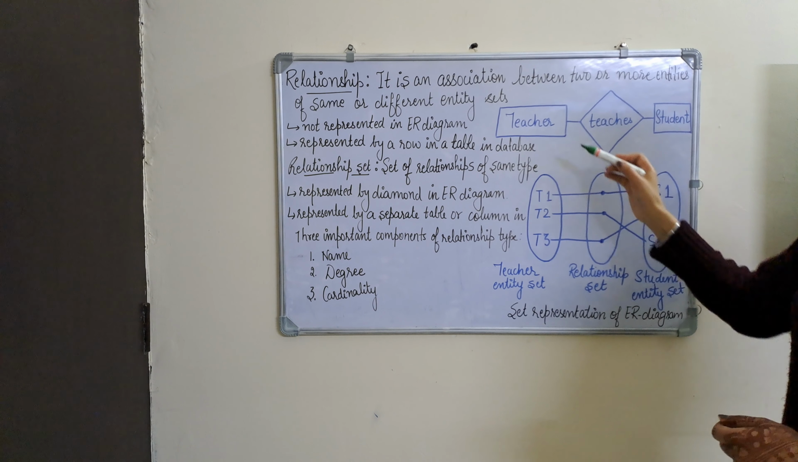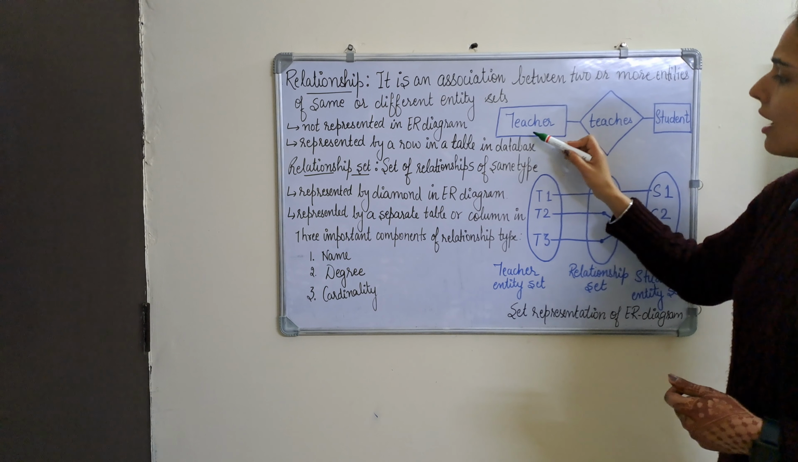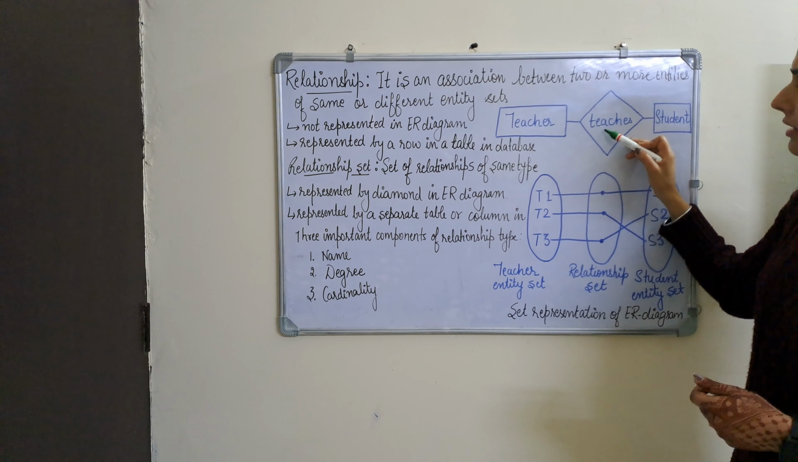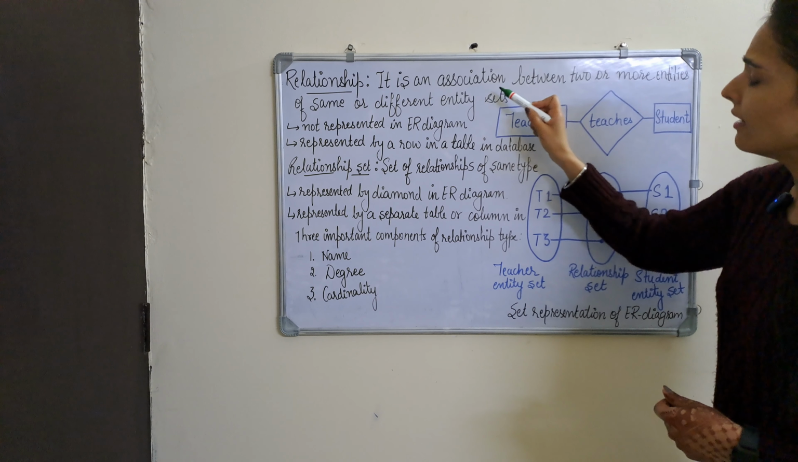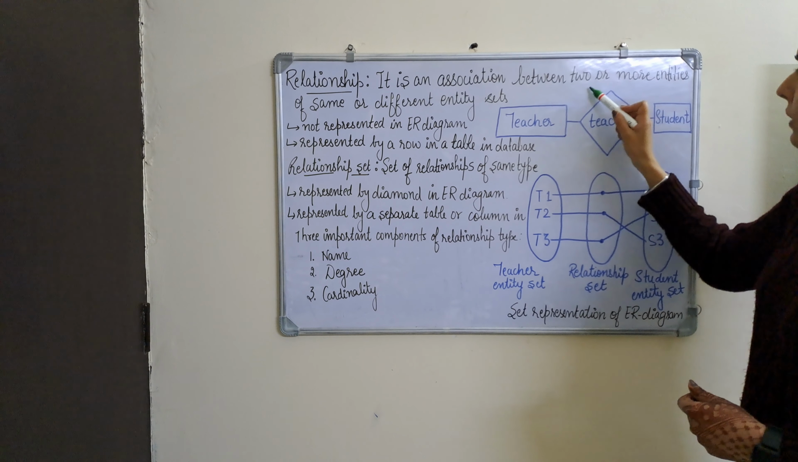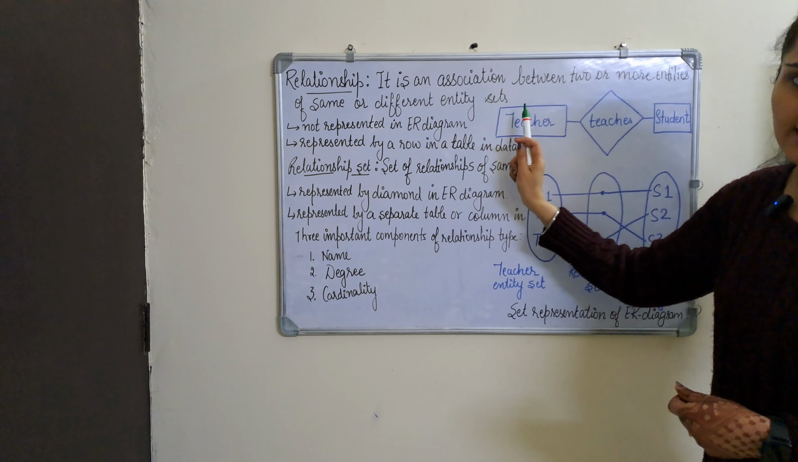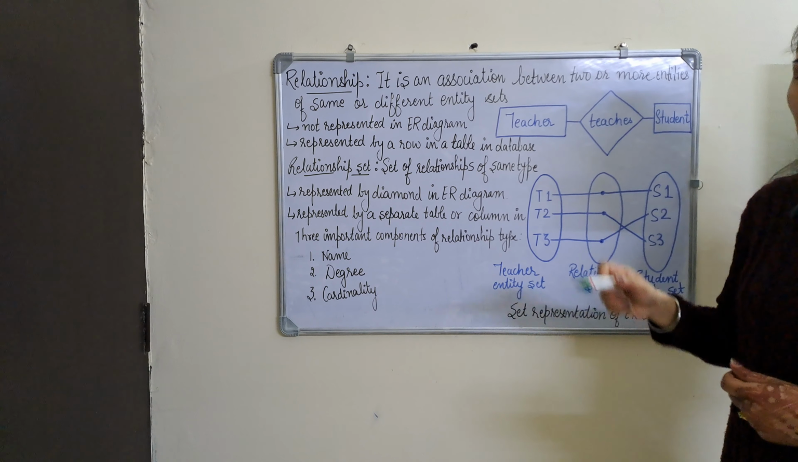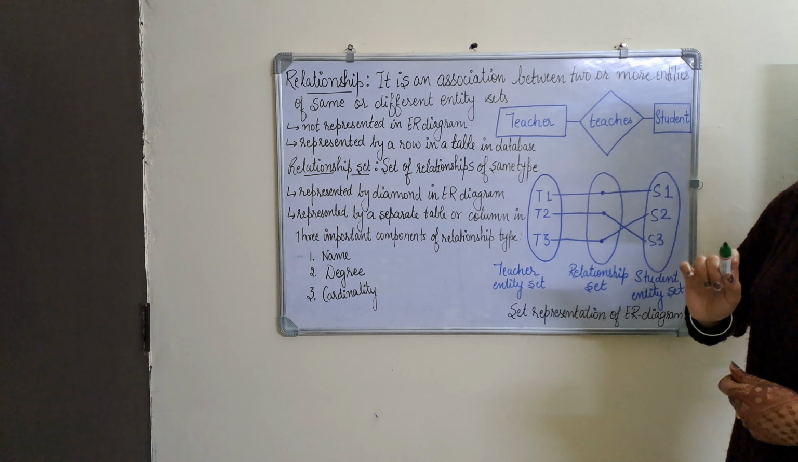So we can understand that there is a relationship, there is an association between these two entity sets, and that association is teaches. So we can now understand that a relationship is an association between two or more entities of same or different entity sets. Over here, these entity sets are different, and there is a relationship between these two entity sets, that is teaches.